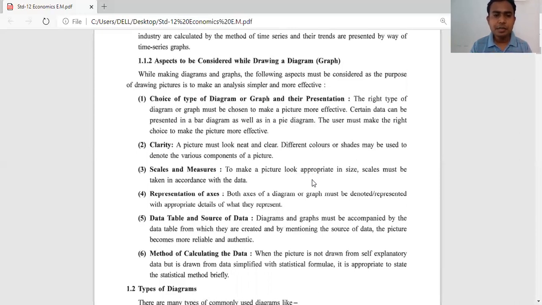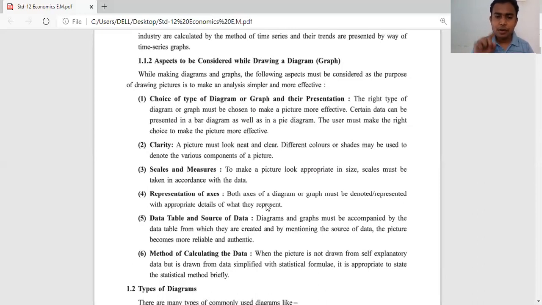Fourth point says representation of axis. Now in bar graph, when we draw a graph, we have x-axis and y-axis, right? So on x-axis we present some information and on y-axis we present another information. So the fourth point says both axes of diagram or graph must be denoted or represented with appropriate details of what they represent. So on x-axis, what information we are presenting, we have to write its name below it. On y-axis, what we are presenting, we have to write the name.